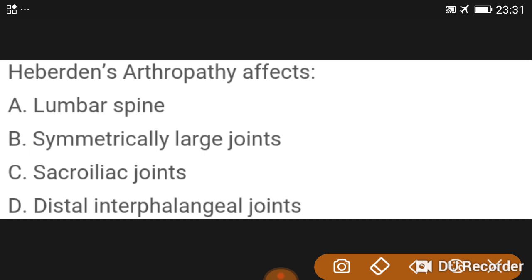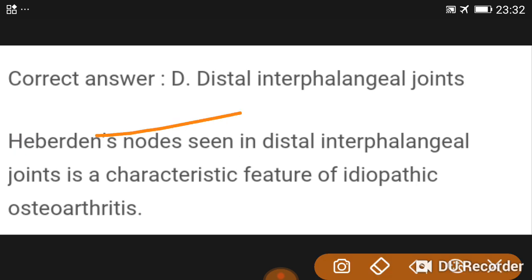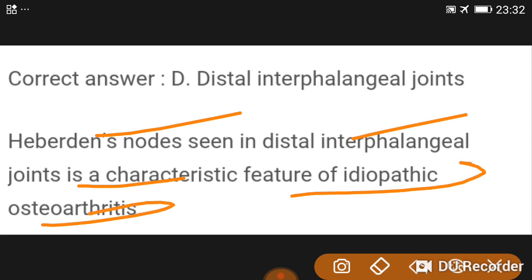Heberden's arthropathy affects the distal interphalangeal joints, and PIP involvement is Bouchard's arthropathy. Heberden's nodes seen in the distal interphalangeal joints are characteristic features of idiopathic osteoarthritis.